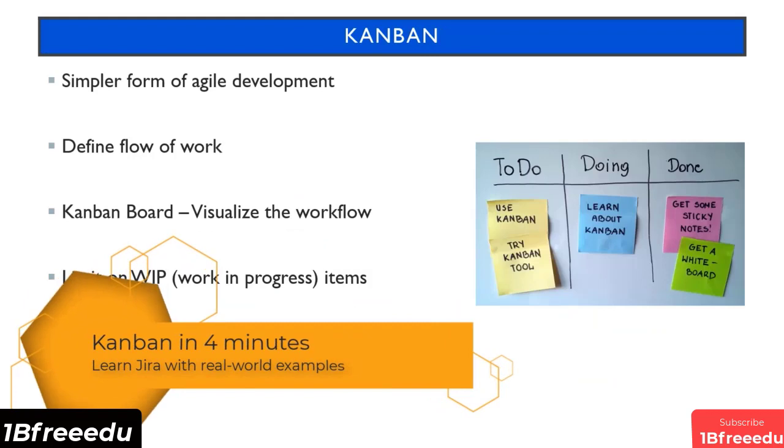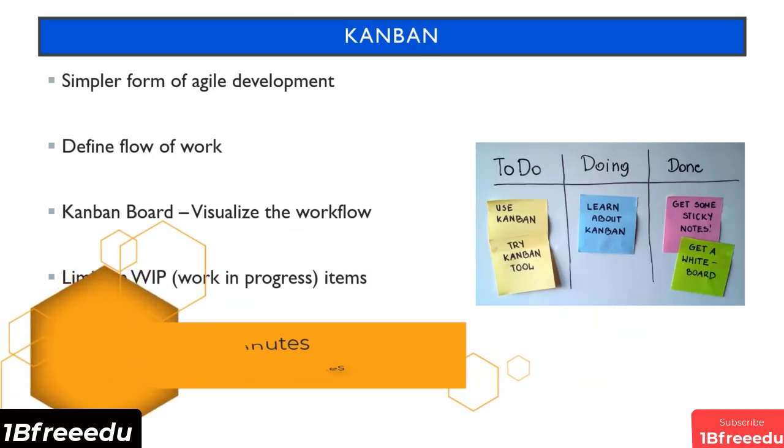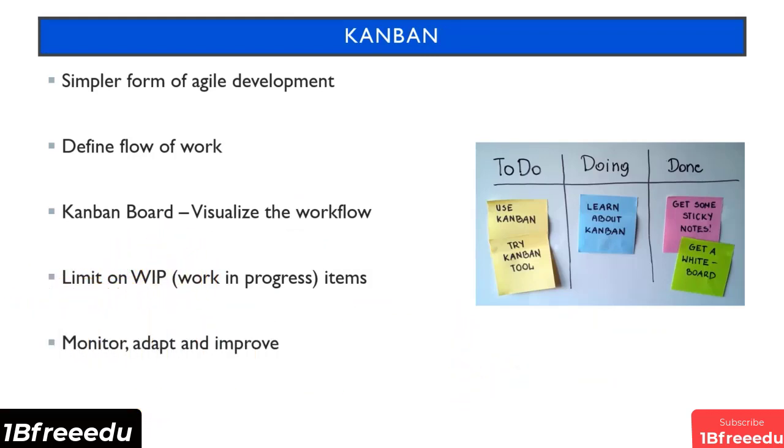Now, moving on to Kanban. Kanban is another and simpler form of Agile development. It also entails having a board to visualize the flow of work. However, there are no sprints involved in this case. The main goal is to have a smooth flow of work from start to completion without any stoppage or bottlenecks. And in order to do this, the team must define what that flow of work entails, as in how does a particular work item go from start to completion?